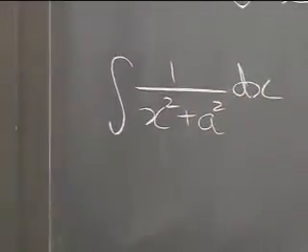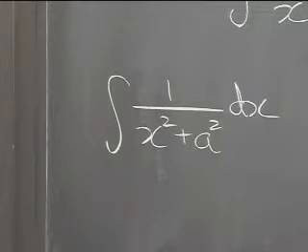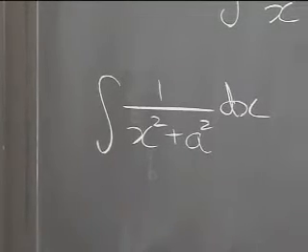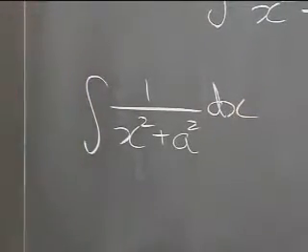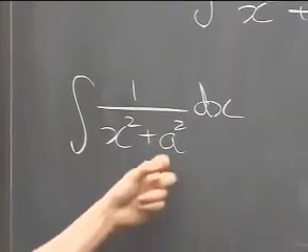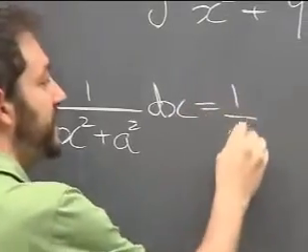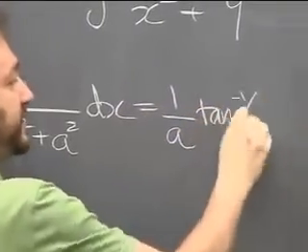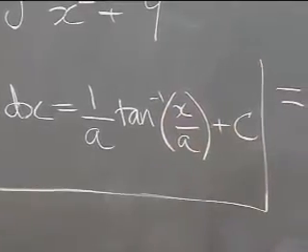I don't think that you should memorize too many integral formulas that aren't just the really basic ones like sine and cosine, etc. But you do need to know this. Well, you don't need to. You can get it from x squared plus 1, which is inverse tan. But it's really nice to remember this so you don't have to do the trouble of substituting. It's 1 over a inverse tan x over a plus a constant.